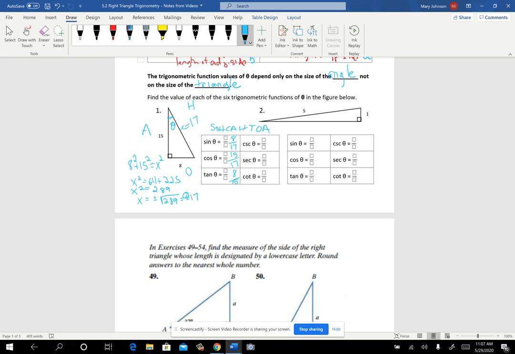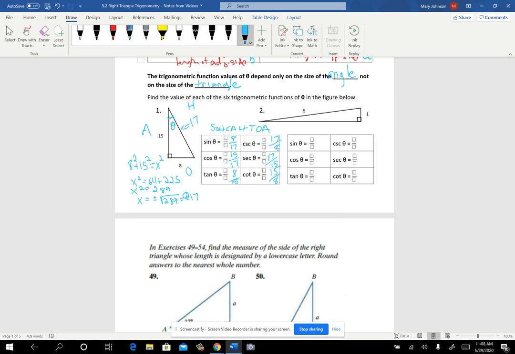Now, when you go over to do cosecant, secant, and cotangent, if they're organized the way I've organized these, sine and cosecant are reciprocals of one another. So it's going to be 17 over 8. Okay, this would be 17 then over 15. And on cotangent, it's going to be 15 over 8. Okay.